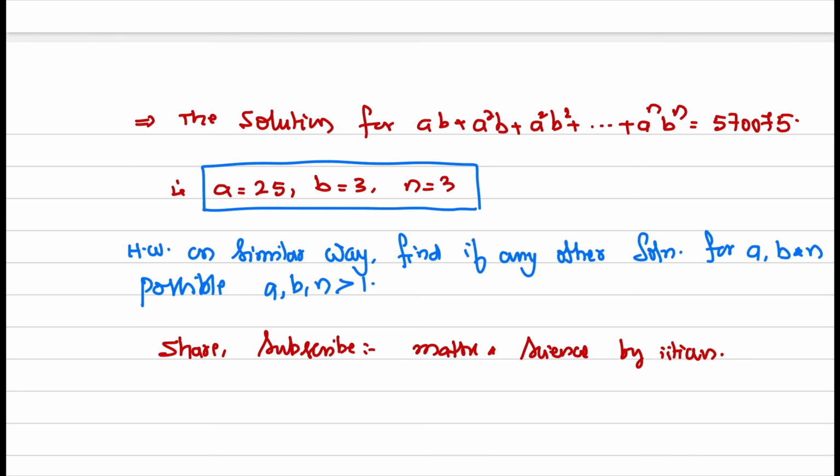It's a very good example for Maths Olympiad, number theory and Diophantine equations. Only single equation and 3 variables. We have found all the 3 variables. Please check for the other solutions if possible. Thank you.